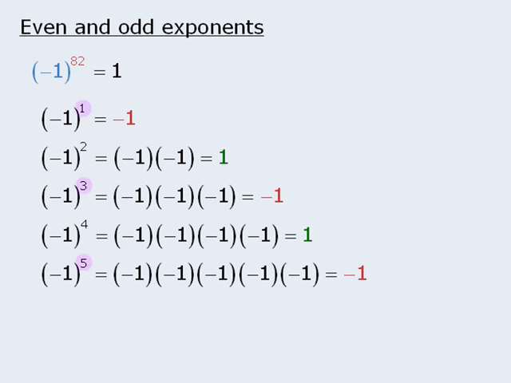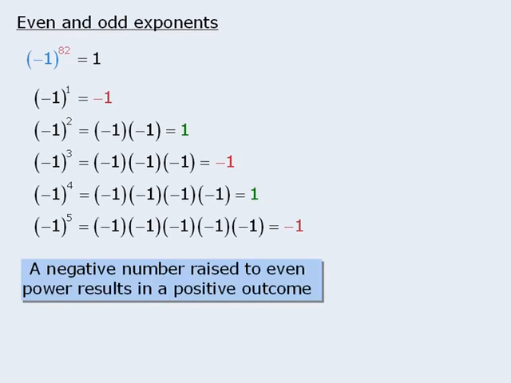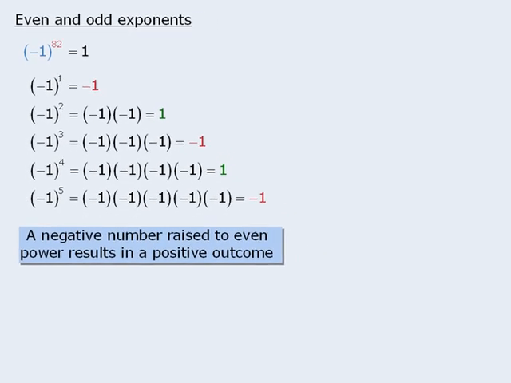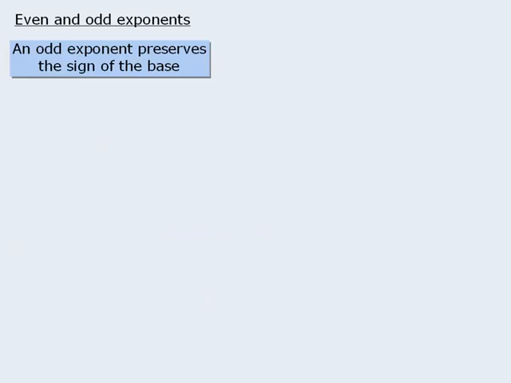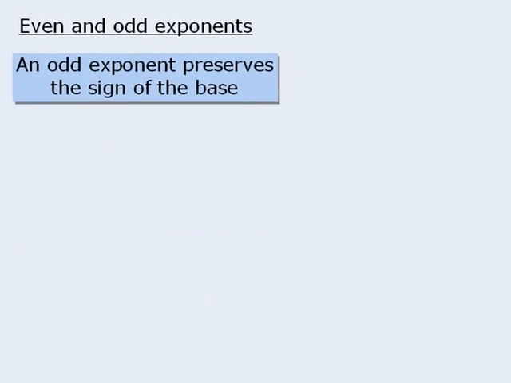Now notice that when the exponent is odd, the expression evaluates to be negative 1. And when the exponent is even, the expression evaluates to be positive 1. To generalize these results, we can say that a negative number raised to an even power will yield a positive number, and a negative number raised to an odd power will yield a negative number. Now, if we build on these results, we can say that odd exponents preserve the sign of the base.